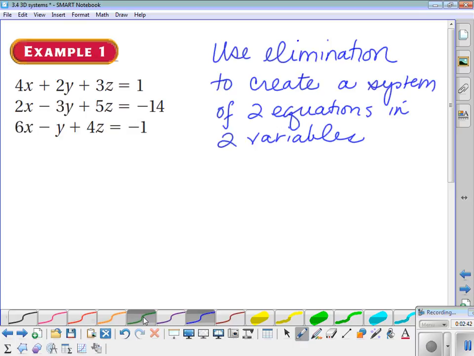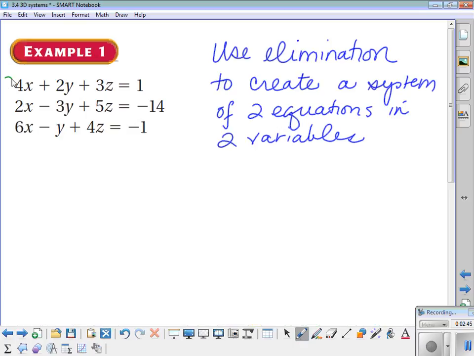So if I look at my first 2 equations, if I wanted to eliminate the x, what should I do? What should I do? Multiply the second equation by negative 2? Yeah, so that's what I'm going to do. I'm going to multiply the second equation by negative 2.